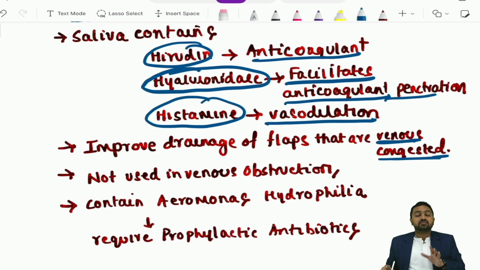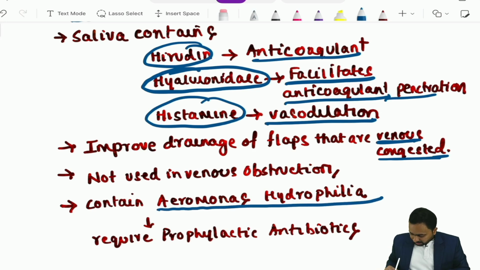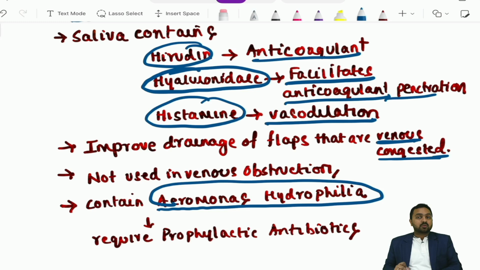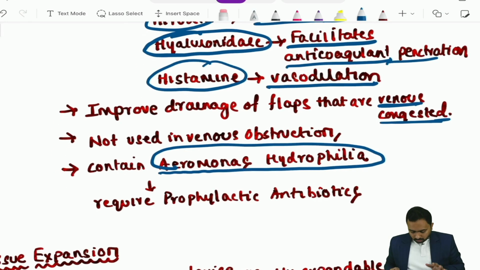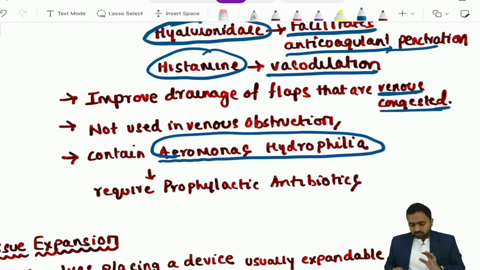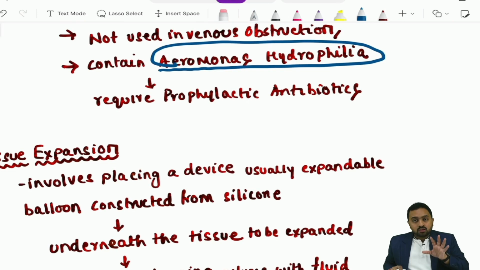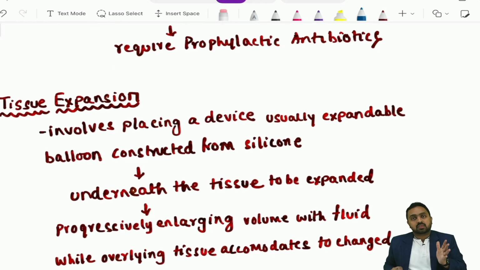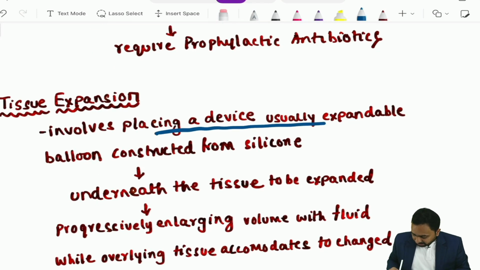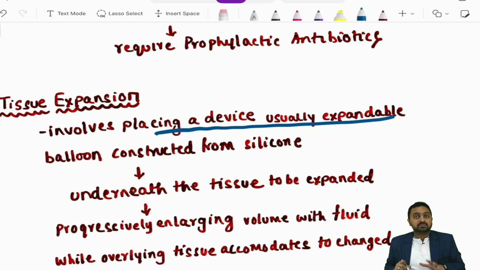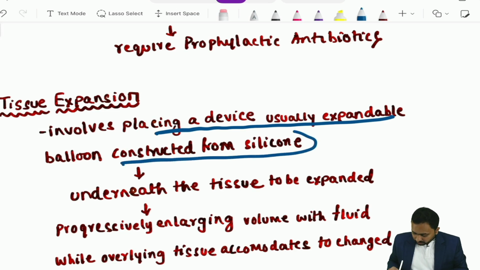It is not used in venous obstruction, as that would be requiring your surgical exploration. Now it contains Aeromonas hydrophila, so it would require your prophylactic antibiotic therapy. So in addition to flaps, we would end this topic with a discussion of a small topic, that is your tissue expansion. So your tissue expansion involves placing a device which is usually an expandable balloon constructed from silicone.